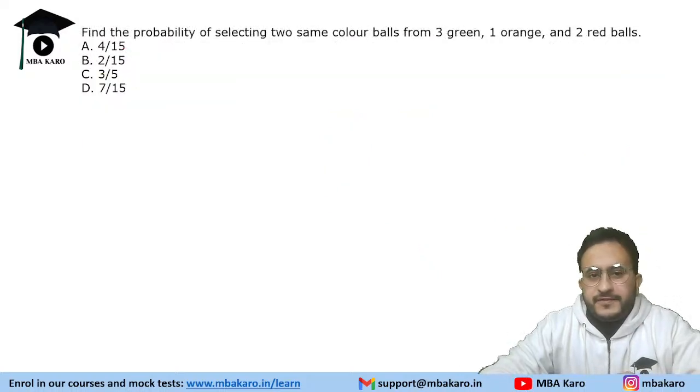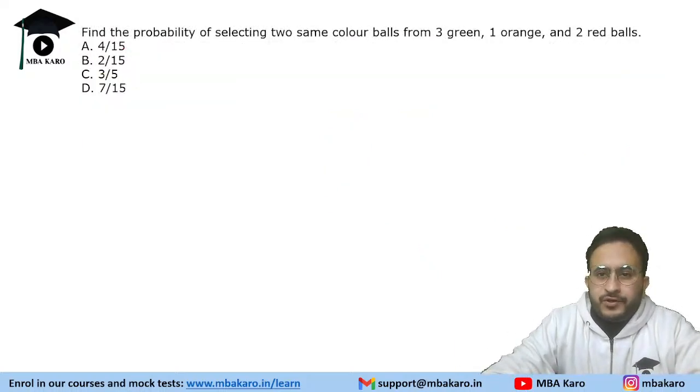Find the probability of selecting two same color balls from three green, one orange, and two red balls.